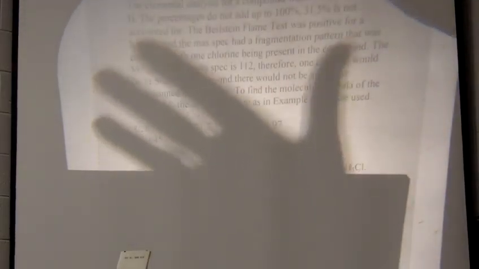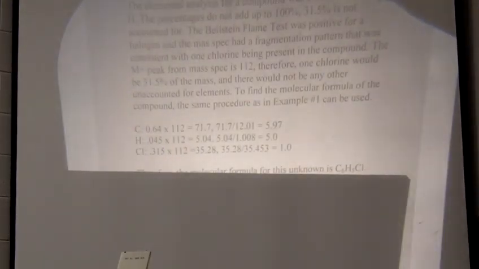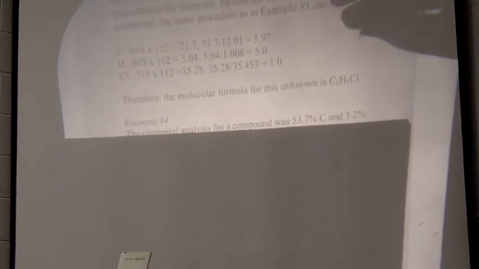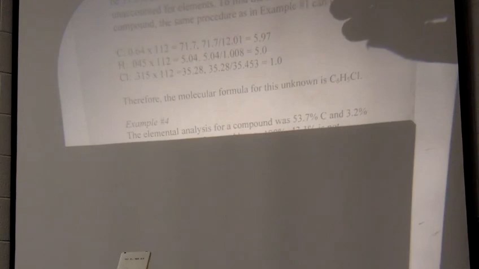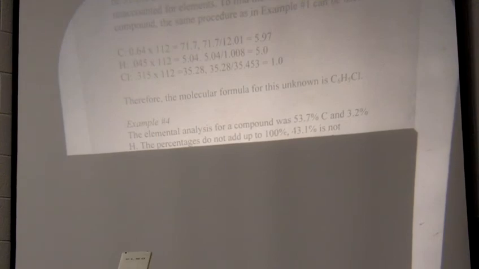So this, you wouldn't have an example here where you just have carbon, hydrogen, and chlorine, because you're going to have either the oxygen or nitrogen. But this, like I said, is getting us down to this final one that is more complex in math, okay? So we have 53.7% carbon and 3.2% hydrogen. That's all you're given for your CHN analysis, and it's not 100%, and there is not a nitrogen.